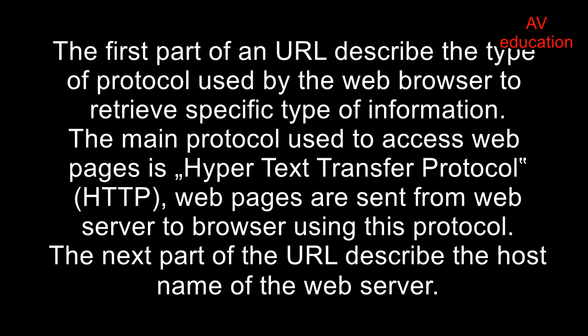The first part of a URL describes the type of protocol used by the web browser to retrieve a specific type of information. The main protocol used to access web pages is Hypertext Transfer Protocol (HTTP). Web pages are sent from the web server to the browser using this protocol. The next part of the URL describes the host name of the web server.